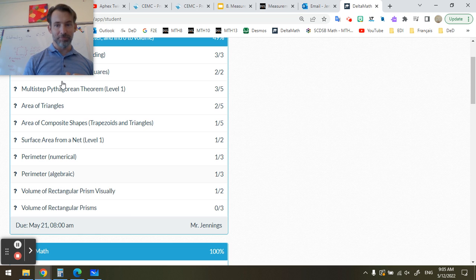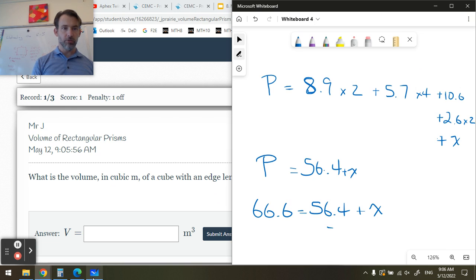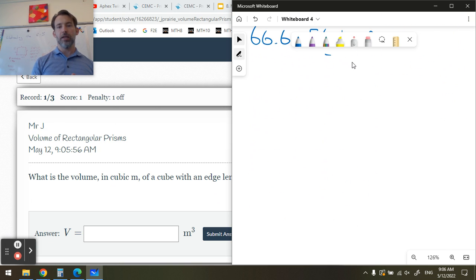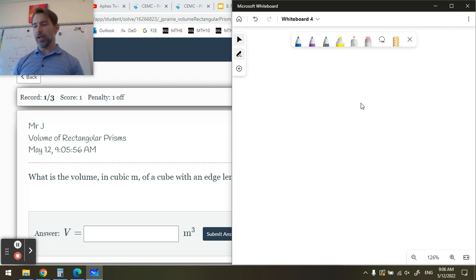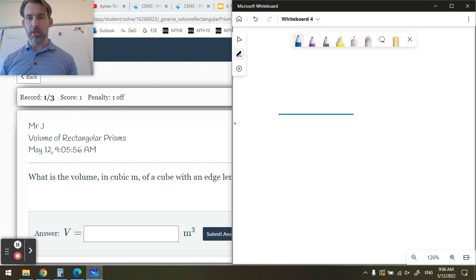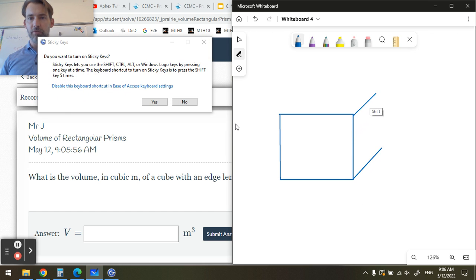Okay, let's do some more. It's the volume of a cube in cubic meters with an edge length of 11 meters. So if you're confused, draw a diagram. And here, I have a cube. So all the sides are the same. Here is one edge, another edge, another edge, and another edge. And then we draw a third dimension, giving the impression of depth here.